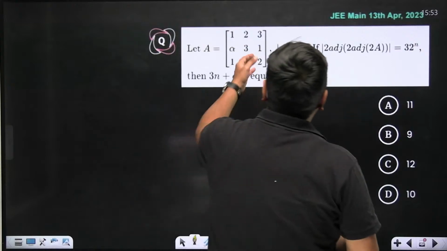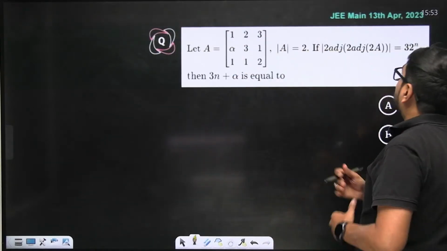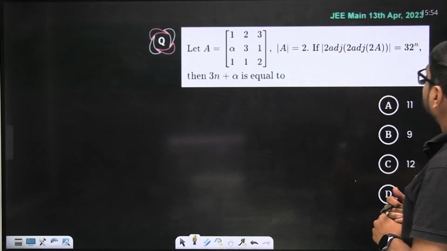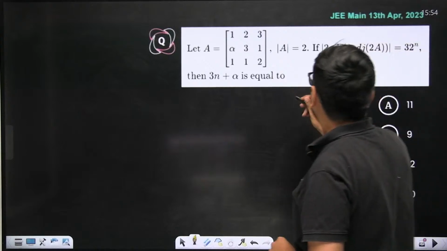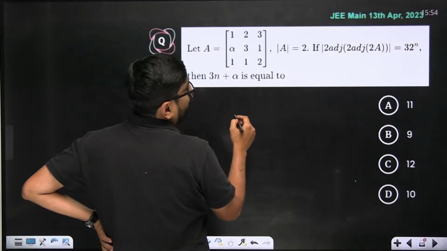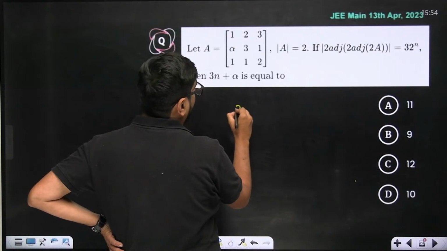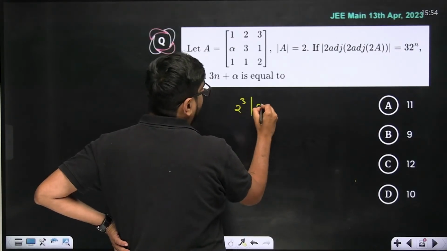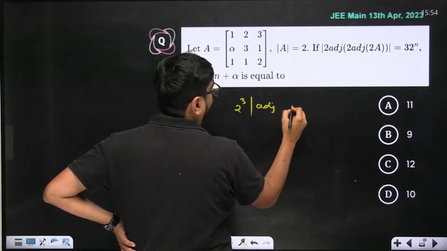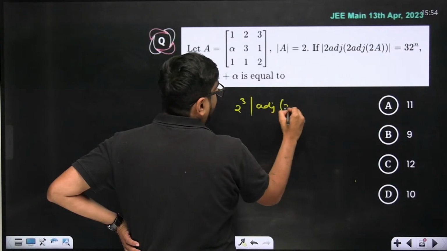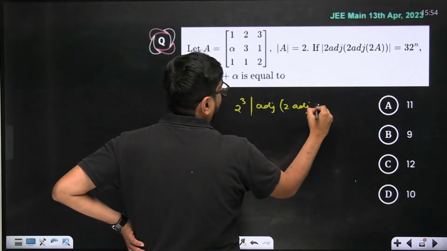Okay, let A be this determinant, again the same type of question. First, take this 2 out of the determinant. The determinant is of order 3, so 2 to the power 3 will come out. Now, determinant of adjoint of 2 times adjoint of 2A.